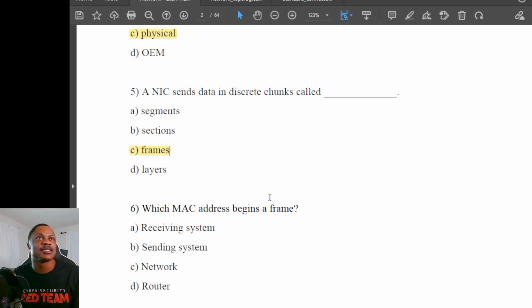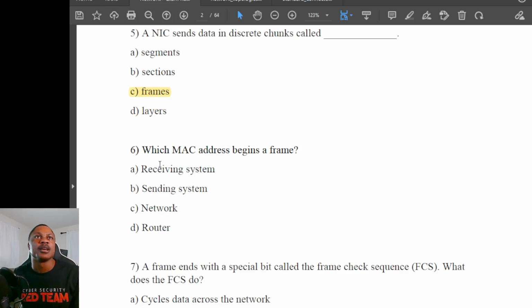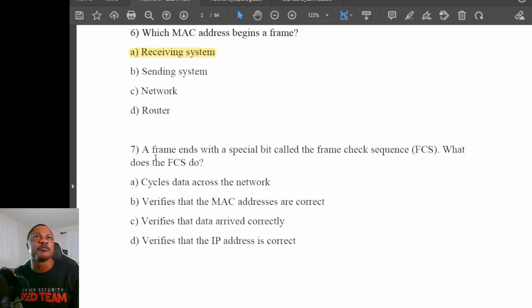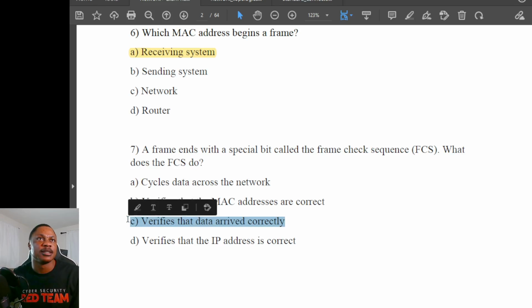Question 6: which MAC address begins a frame? And that's A, the receiving system. Question 7: a frame ends with a special bit called the frame check sequence, or FCS. What does the FCS do? We agreed that it verifies that data arrived correctly, so C was the correct answer.